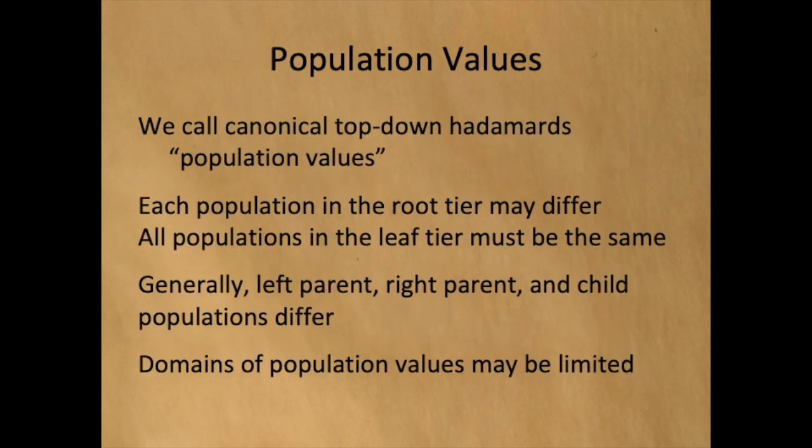We call this canonical top-down Hadamard population values. Each population in the root tier may differ, although all populations in the leaf tier must be the same. In general, the left parent, right parent, and child populations may differ. However, using the binary group structure, the domains of population values may actually be very limited. Simultaneousness.